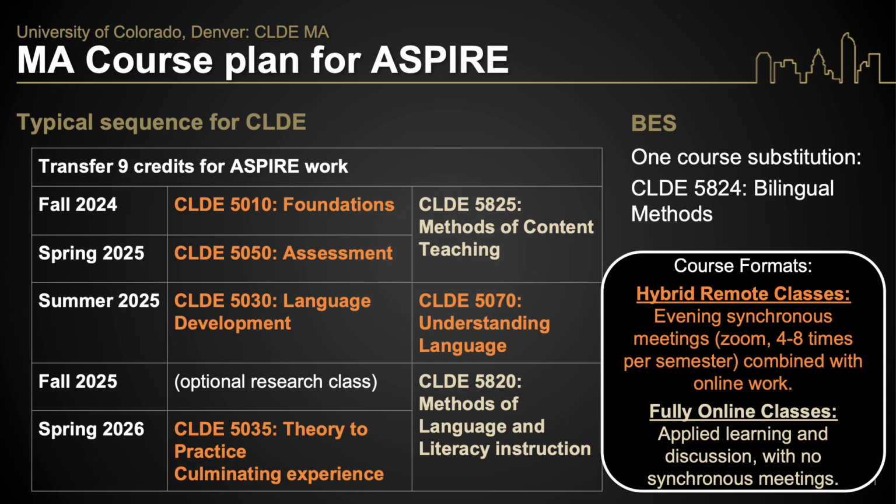So this would be an MA with an endorsement. You would substitute one class that would be taught in English and in Spanish for the bilingual methods endorsement to add that. You'll notice that some of these courses will be in that remote hybrid format where you'd have synchronous Zoom sessions, usually about 4 per semester, sometimes a little bit more, to build community, meet with the instructor and the other students, and engage in learning in that remote format. Then other classes are fully online with no synchronous meetings required.